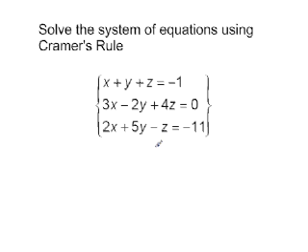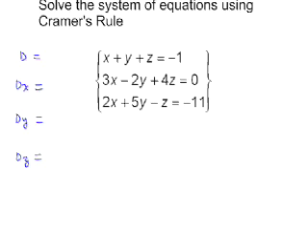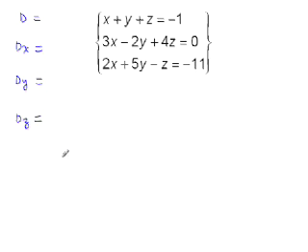And when solving a three-equation, three-variable system using Cramer's rule, we need to come up with four determinants. We need to find D, D sub x, D sub y, and D sub z. And we'll take a look at figuring out each one of these. Let's start with computing determinant D.